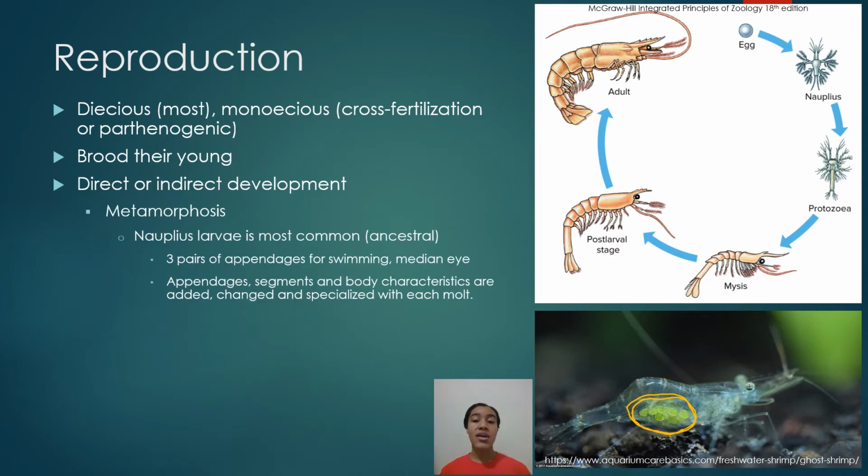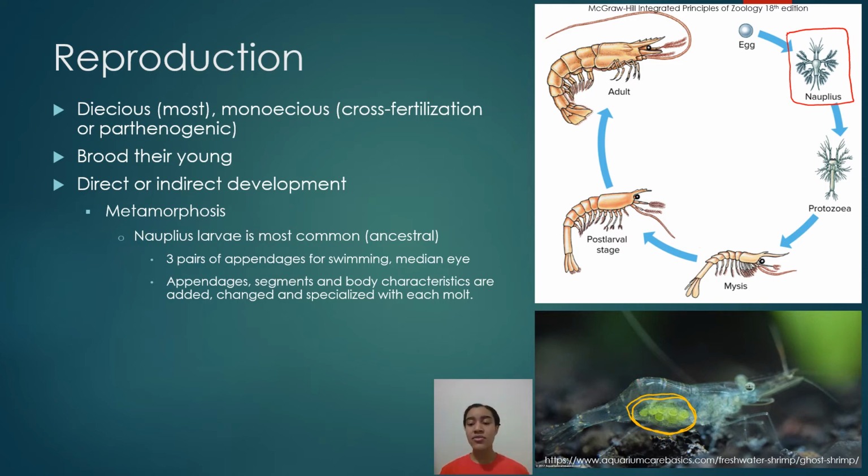Once the young hatch from the eggs, they can either emerge as kind of miniature, immature versions of the adult, and this is a form of direct development, or they can hatch as a larval stage, which is a form of indirect development. If a crustacean undergoes indirect development, then they have to undergo a process of metamorphosis to reach their adult stage. And the most common larval stage that we see in crustaceans that undergo metamorphosis is this nauplius larval stage. And the nauplius larva is actually ancestral to all crustaceans. So the common shared ancestor of all crustaceans had this nauplius larval stage in its life cycle.